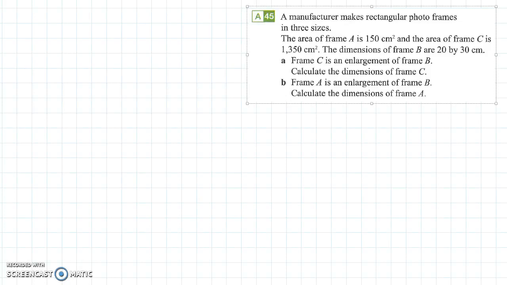Exercise 45. A manufacturer makes rectangular photo frames in 3 sizes. The area of frame A is 150 square centimeters and the area of frame C is 1350 square centimeters. The dimensions of frame B are 20 by 30. A. Frame C is an enlargement of frame B. Calculate the dimensions of frame C.